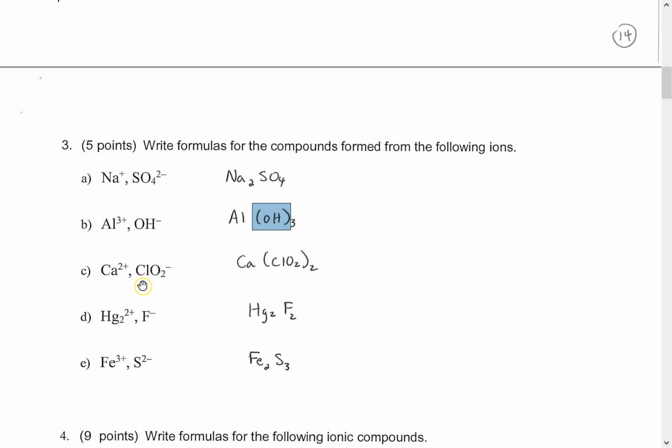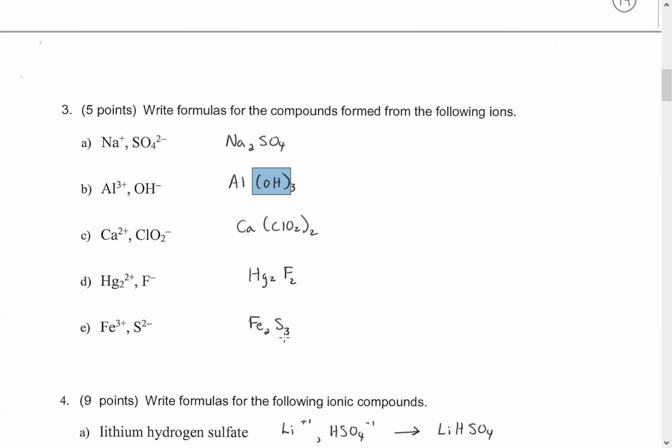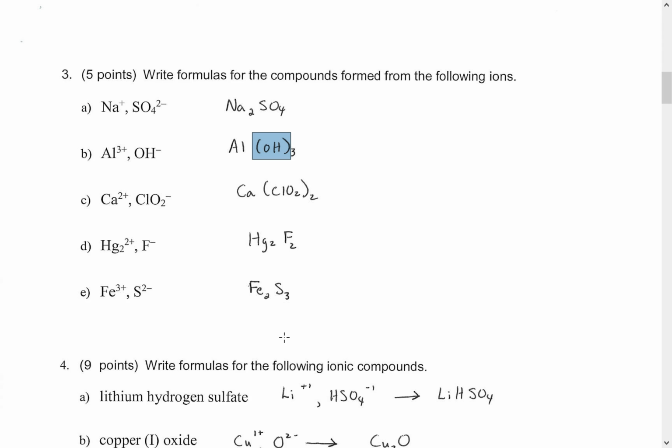C, when we crisscross, we need 2 of those chlorite groups and only 1 calcium. For D, if we crisscross, we will need 2 of the fluoride ions, and of course Hg2 will need 1 of those. For E, we crisscross, we need 2 of the Fe's and 3 of the S's.